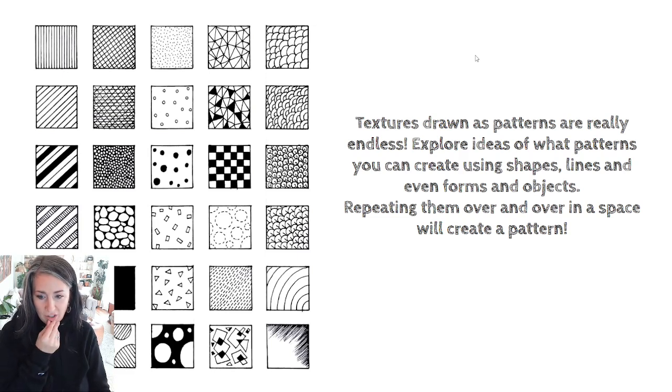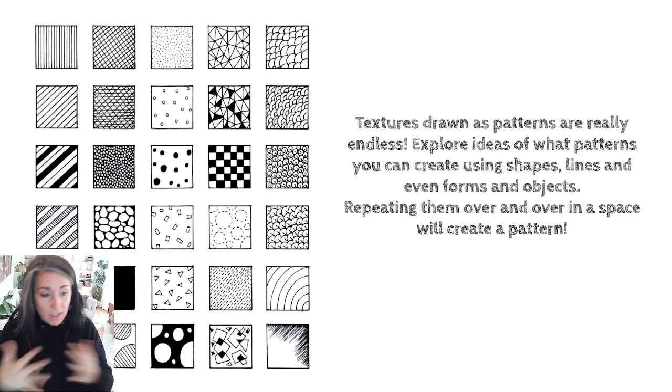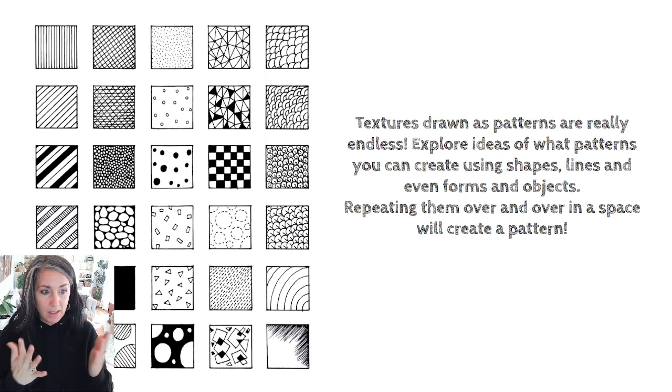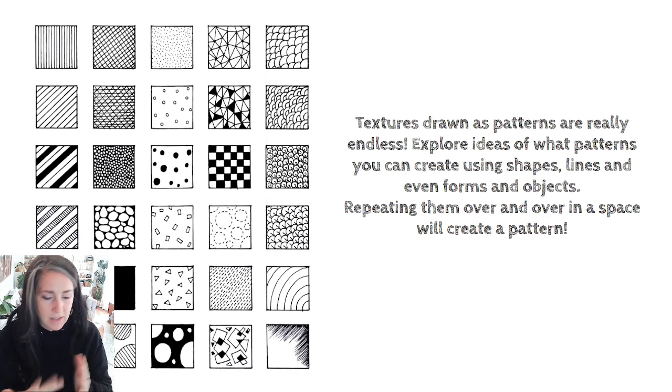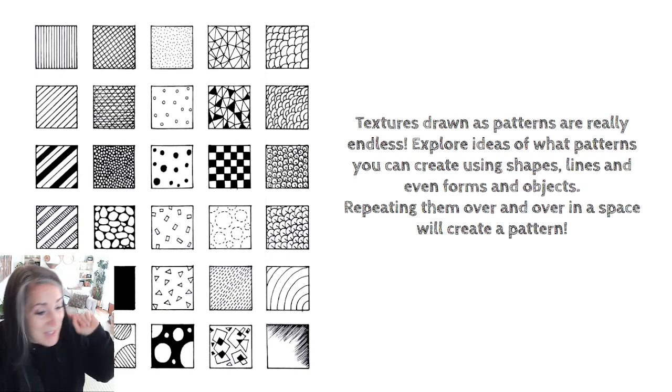So, textures drawn as patterns are really quite endless, right? Honestly, anything that you can repeat can become a pattern, can become a texture. And the possibilities, I mean, how many different configurations of lines and dots and zigzags and all kinds of things can you think of? Because the possibilities are next to endless. So anyway, when you use them on repeat, essentially, they do become a pattern, and you can see a whole bunch of examples here.